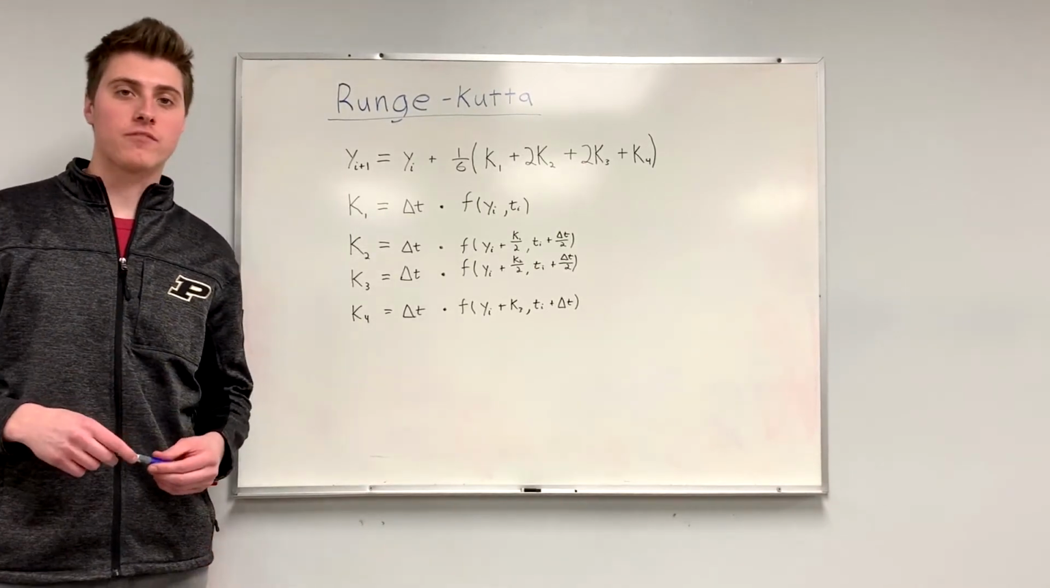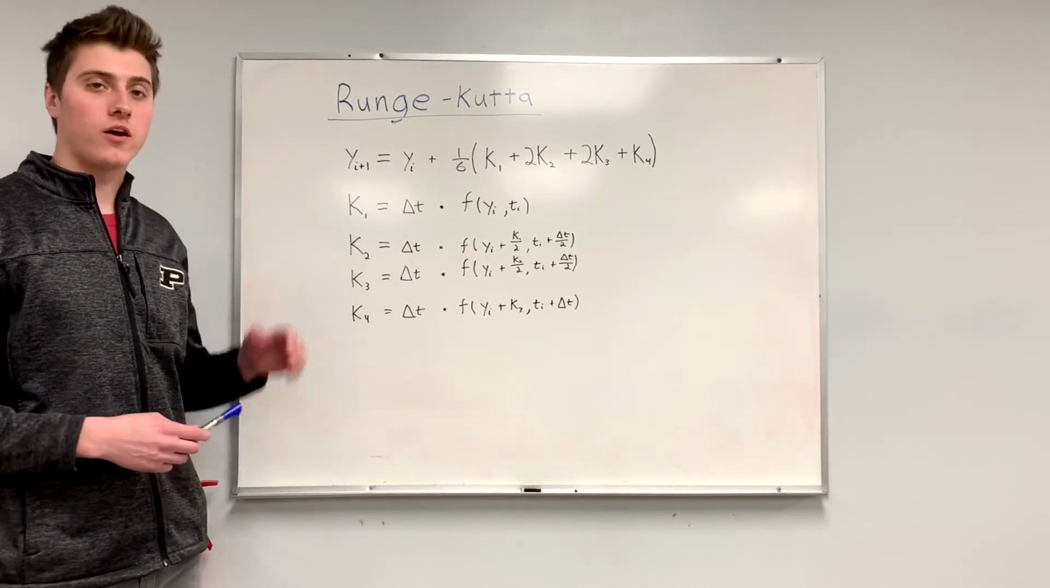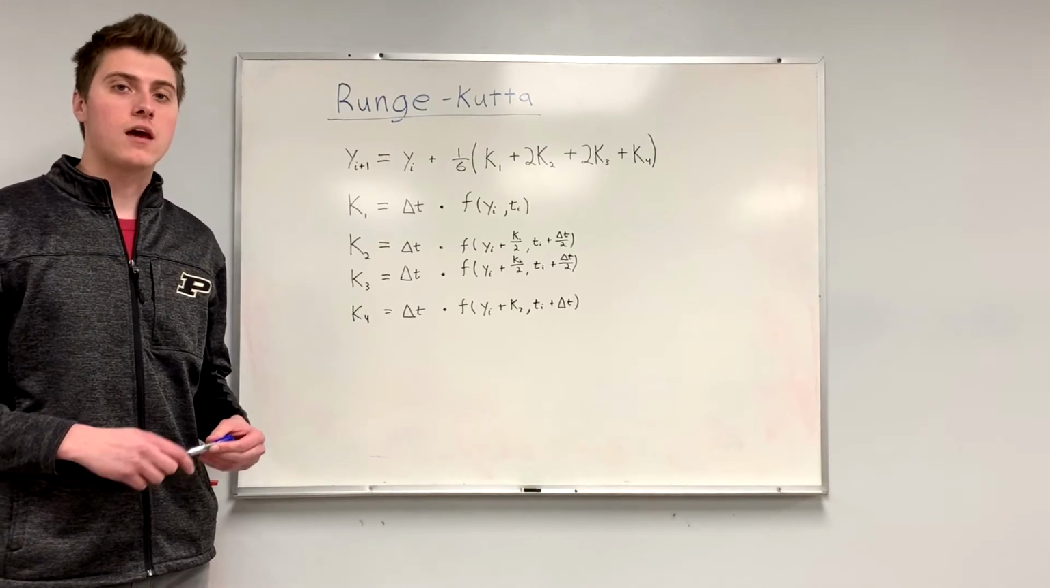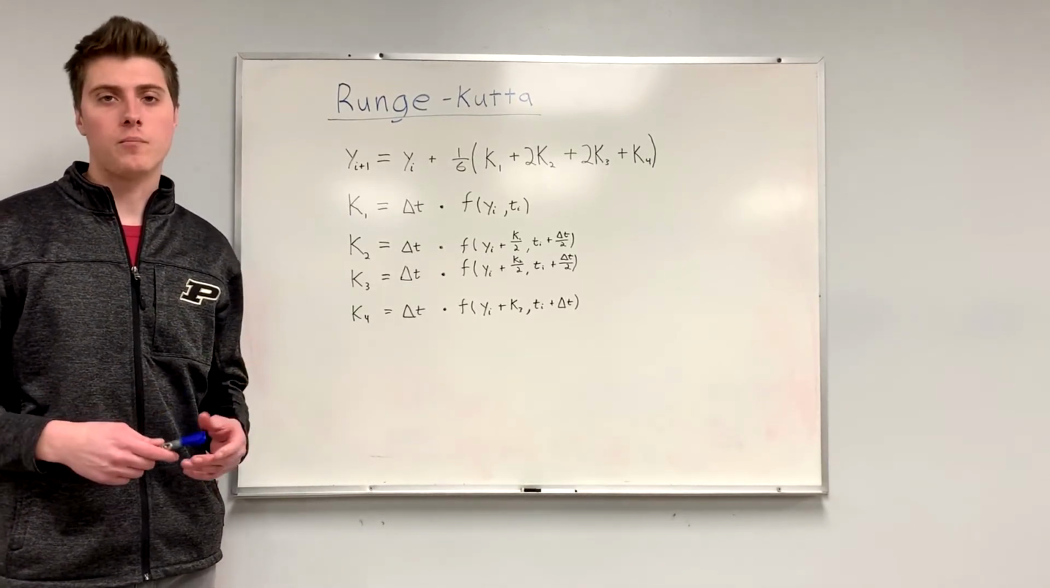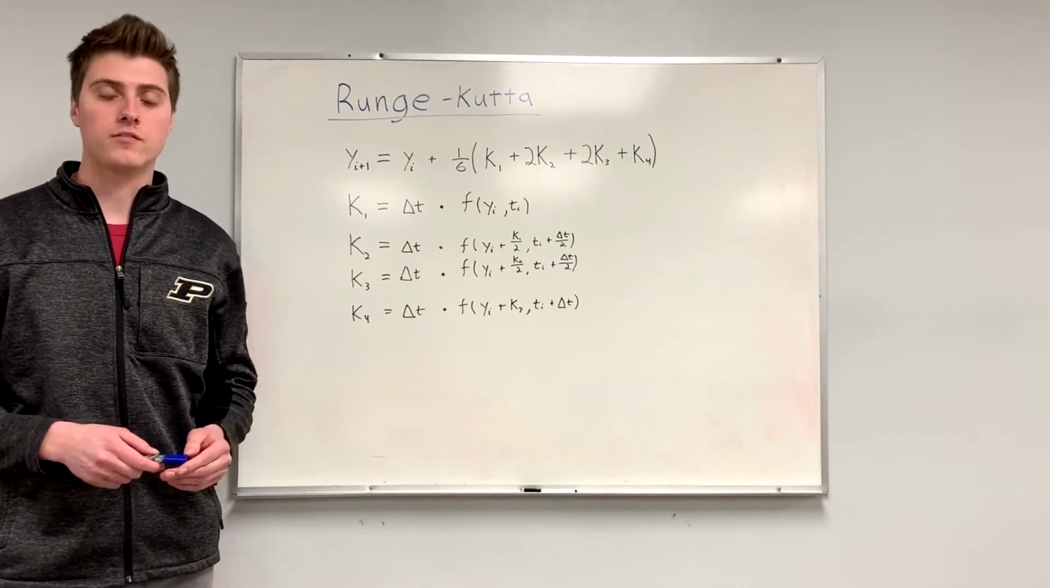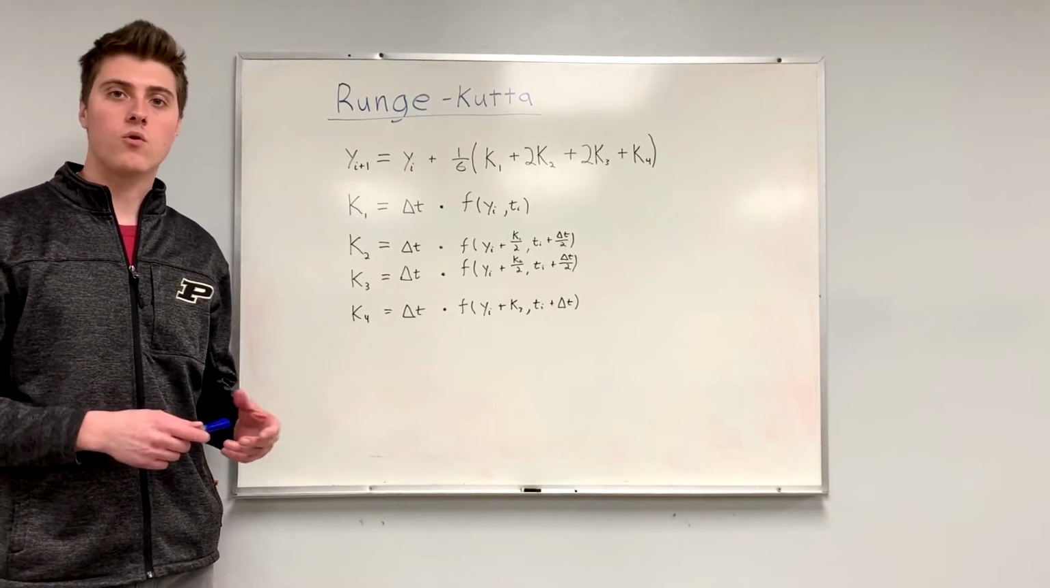After we discussed the modified Euler's method, next we started talking about the Runge-Kutta method. Now we didn't go too much into the derivation of this in class because it is very complex, but the nice thing about it is it's also much more accurate than the Euler's method.